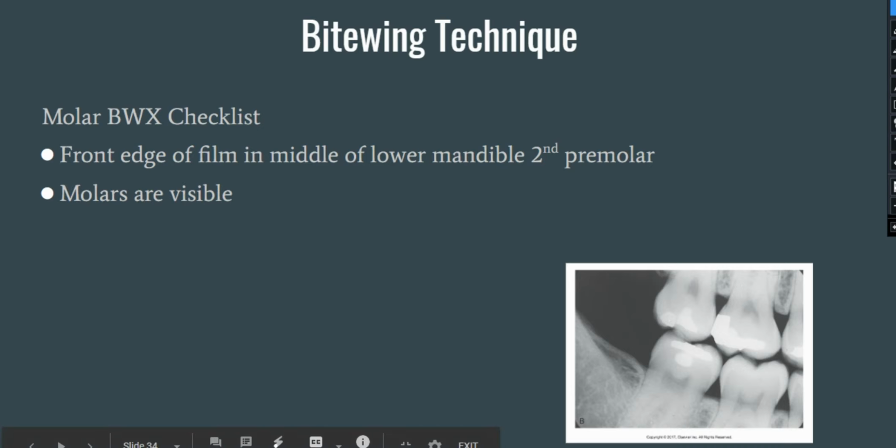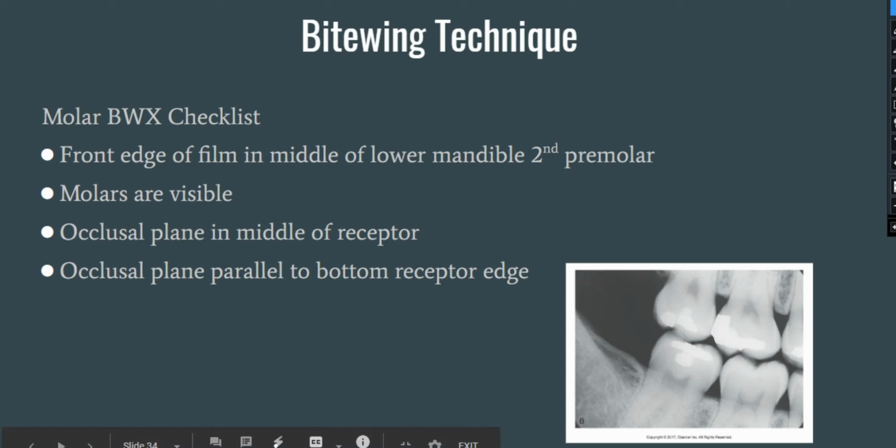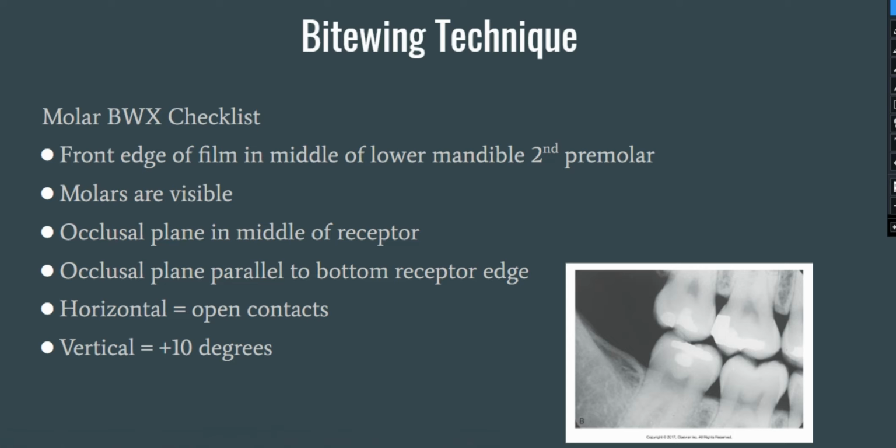The molars are both visible. We've got all of our molars there. The occlusal plane is in the middle of the receptor. The occlusal plane is parallel to the bottom of the receptor. Horizontal angulation is good because there are open contacts. Vertical angulation, again, there looks to be minimal distortion. So vertical of plus 10 degrees looks good. And there are no cone cuts.